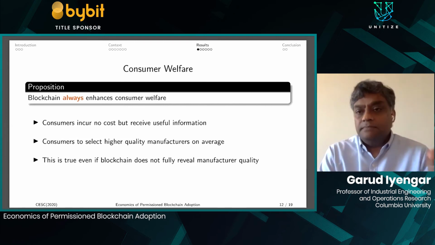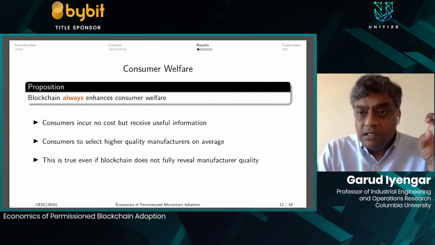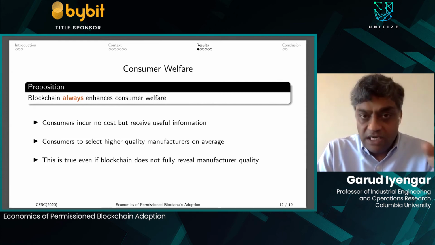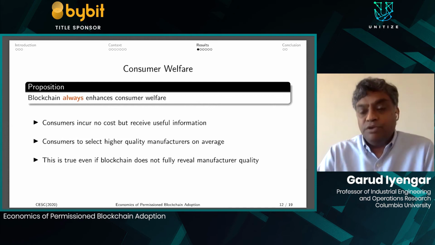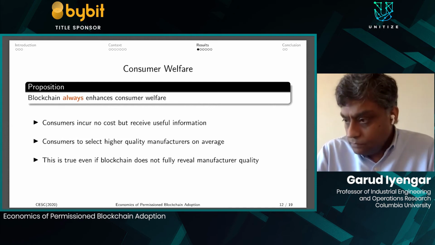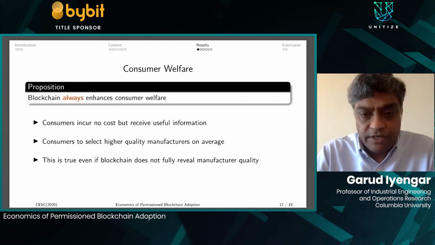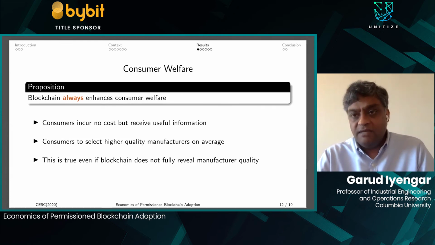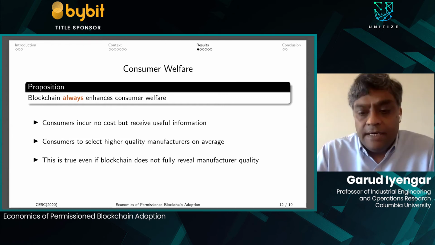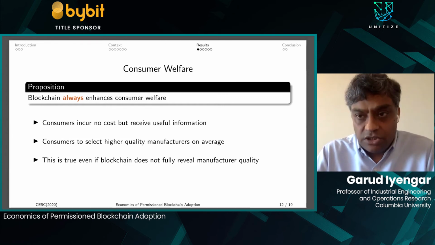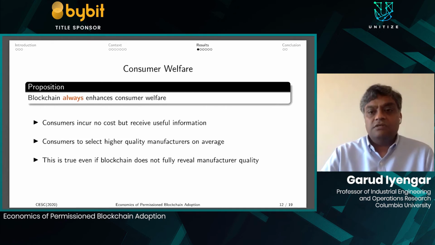And by the way, I should have mentioned it right in the beginning, there's a paper that goes with it. The title of the paper is Economics of Permission Blockchains. It's available online if you just search for it. And that's where all the mathematical model has been made clear. Here, I'm trying to give you the main messages without getting too much into the details of the mathematics.